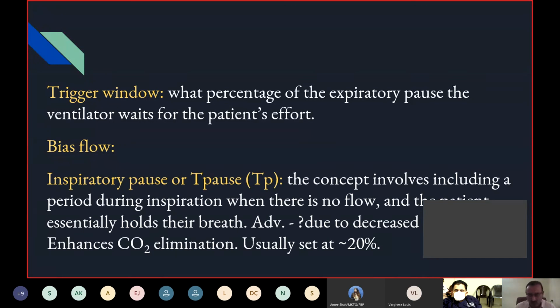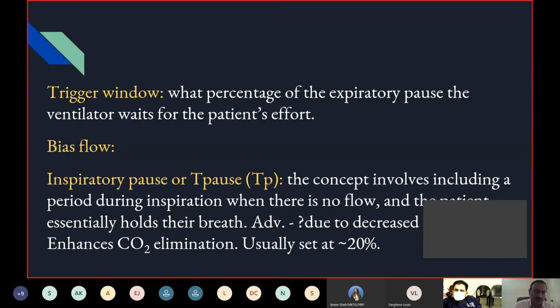The next is inspiratory pause. That is a little bit important because the concept actually involves including a period during inspiration when there is no flow. So you have given whatever you wanted to give at the initial part of the inspiration, and then it's kept like that till expiration happens. The expiration is going to happen depending upon how your cycling was.